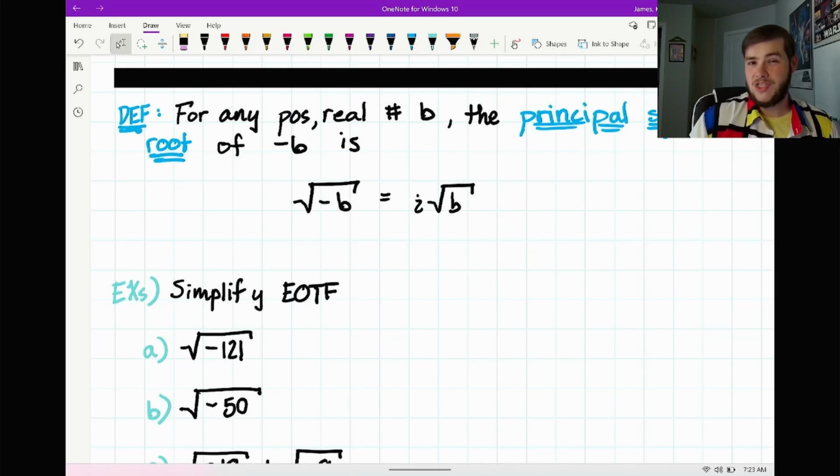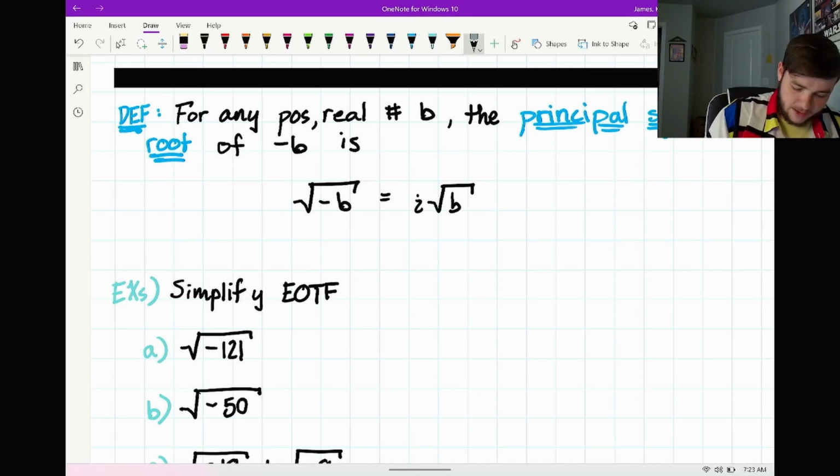Now, taking square roots of negative numbers is pretty straightforward. Taking higher indexed roots of negative numbers is not straightforward, and we're not going to talk about it in this class. We're just going to talk about square roots of negative numbers. The square root of any negative number, negative b, where b is positive, so that's definitely a negative number, we call the principal square root of negative b i root b.